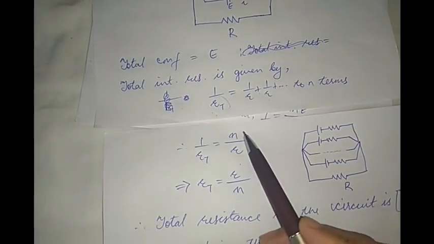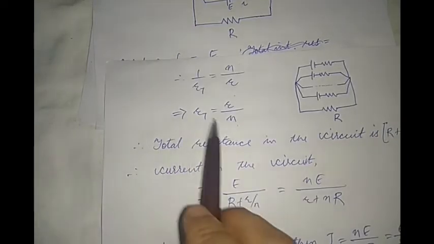So the total internal resistance is given by now what? 1 upon RT, where RT is the total internal resistance, the equivalent resistance in parallel. So 1 by RT will be given by 1 by r plus 1 by r up to n terms. So this gives us 1 upon RT is n upon r. Just check the calculation: the LCM is r and you'll get 1 plus 1 plus 1 in the numerator, up to n terms. So this is n divided by r. So the effective resistance in parallel of the internal resistance is r by n.